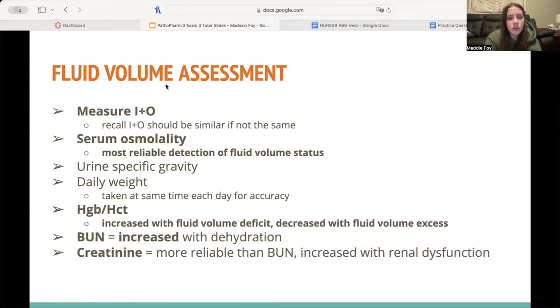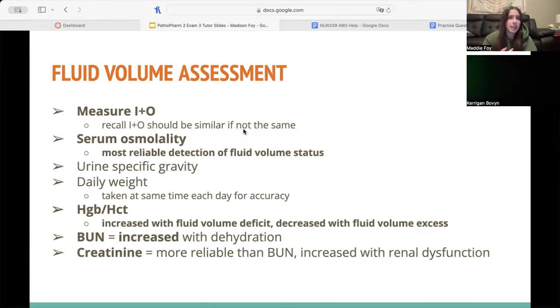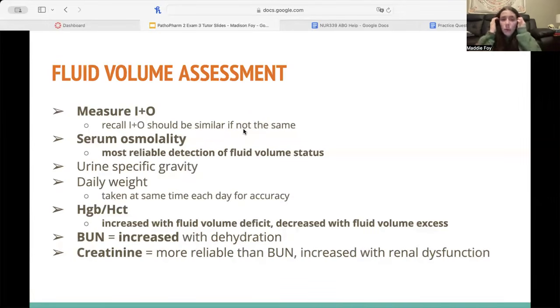When you're doing a fluid volume assessment, the points in bold are some of the most important things you need to consider when determining a patient's fluid status. Measuring I&O is important. It should be as similar as possible. So if there's a question where no two I&Os are the exact same, whichever are the closest to each other is going to be most indicative of a stable fluid state, where they're putting in as much as they're putting out. Serum osmolality is the most reliable detection of fluid volume status. I would just know that fact.